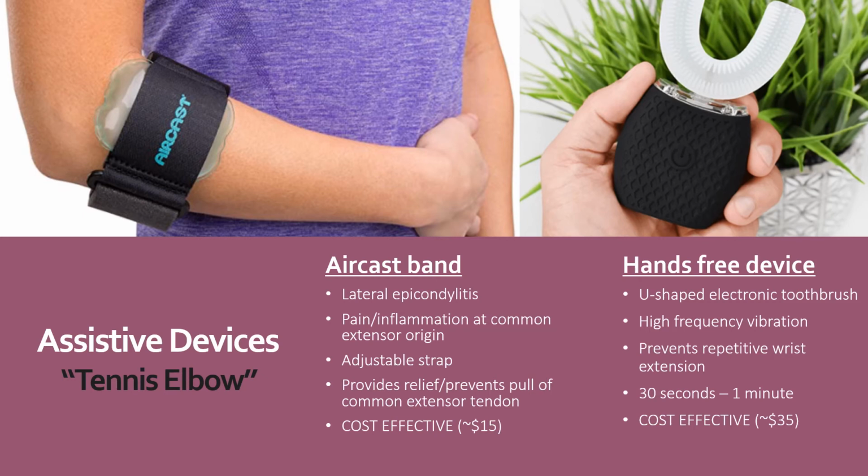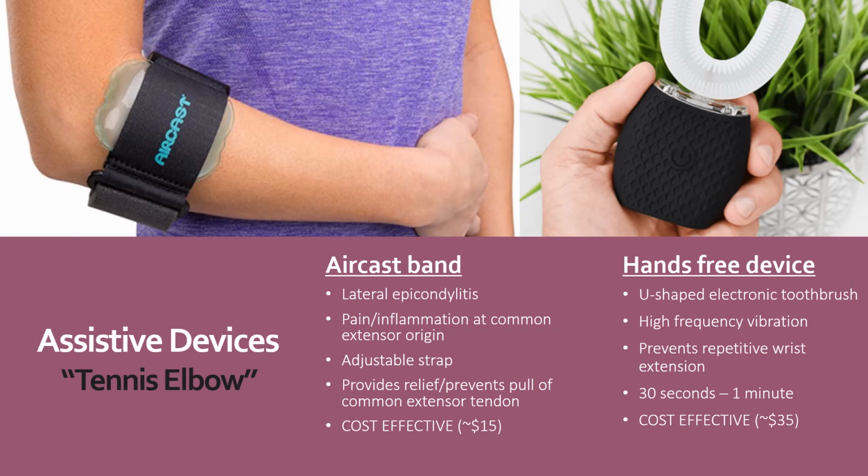The AirCast band would be applied not directly on the elbow, but a bit distally from the origin of pain. Also, you can see this in the picture. The strap is adjustable, and it can be made as tight as desired in order to promote partial relief from the pain, as it prevents the pull of the common extensor tendon between the lateral epicondyle and where it is being held immobile.